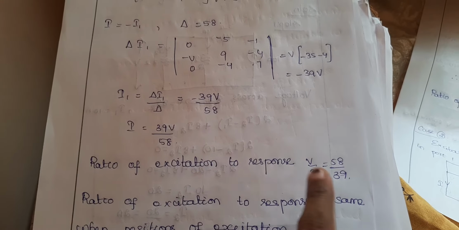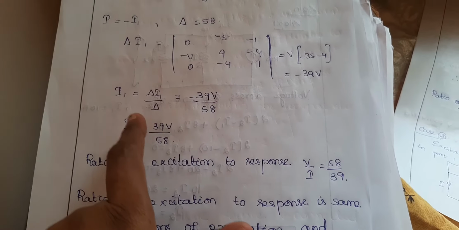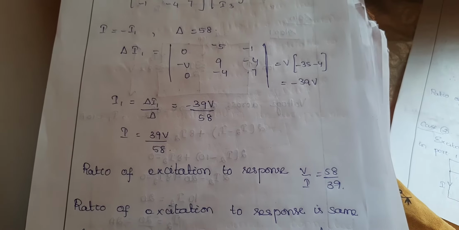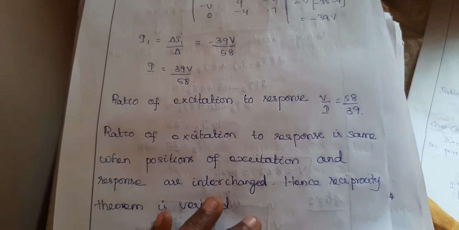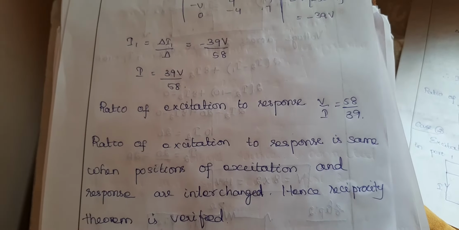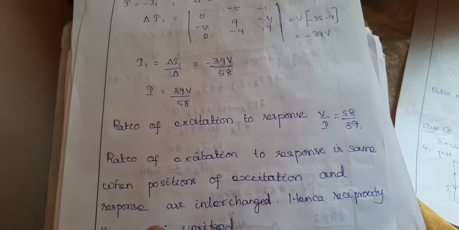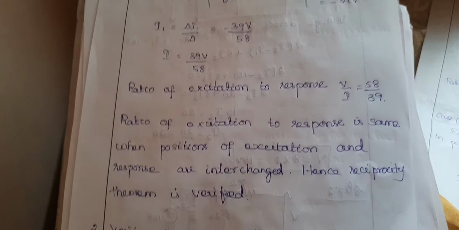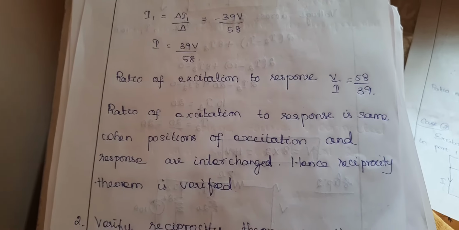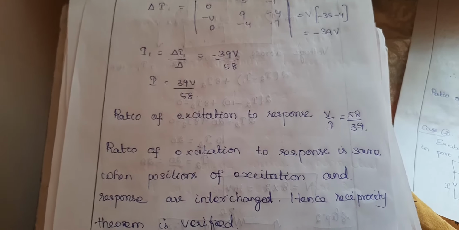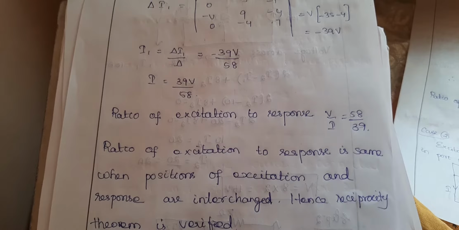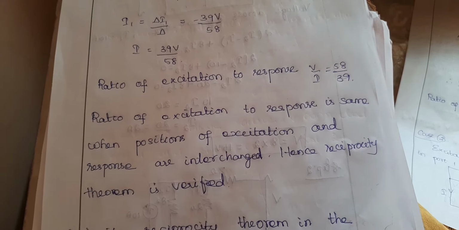So the ratio of excitation to response, V by I, the value is 58 by 39. So both the excitation to response ratios are the same. Even after the positions change, the ratio of excitation to response is the same. Hence the reciprocity theorem is verified. Even if we interchange, the answer we get will be the same. Okay, then it is verified.